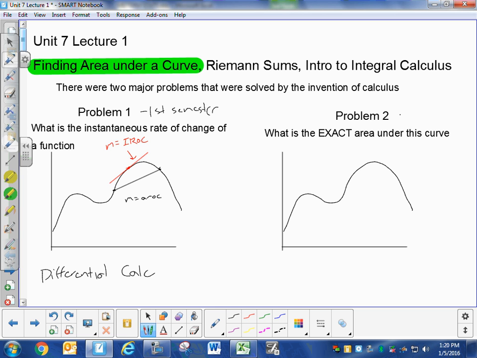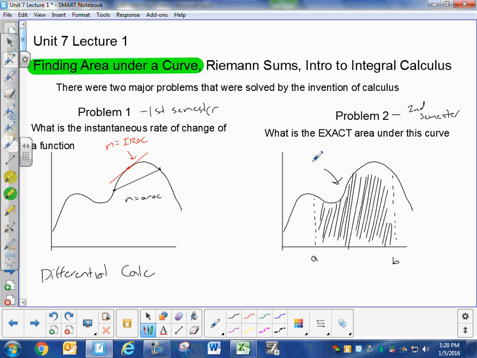Well, semester 2 will be for the second problem. It says take a curve, okay? Any curve. And take 2 points, maybe boundaries, an A and a B. Calculate the exact area under the curve. So find this area in units squared. And this is called integral calculus, and we will tackle this problem this semester.